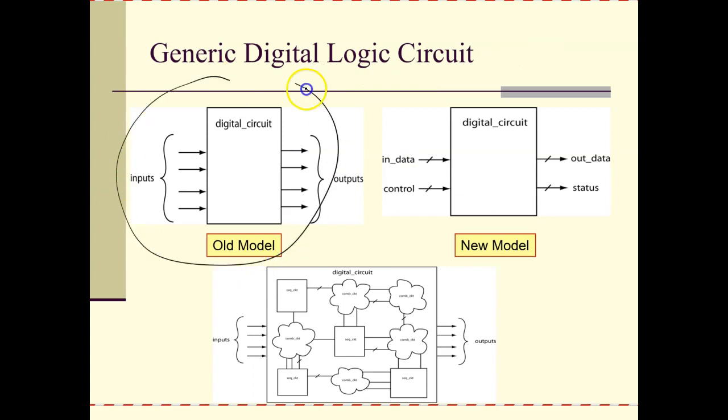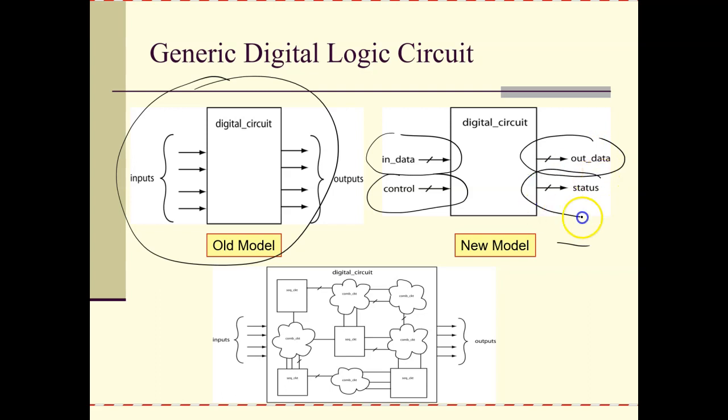So this is our old design of a digital circuit. Essentially, we broke it into inputs and outputs, but what we want to do is move to this new model. What we're going to do is divide the inputs into data inputs and control inputs. And the data on the output is going to be either straight data or status output. Now the status here is going to tell something about this circuit. The control inputs are actually going to be controlling the circuit.